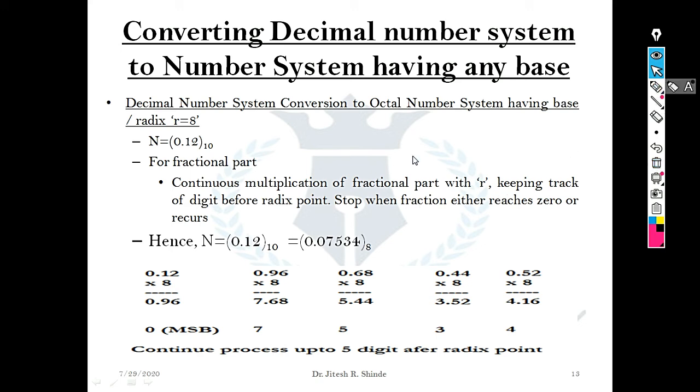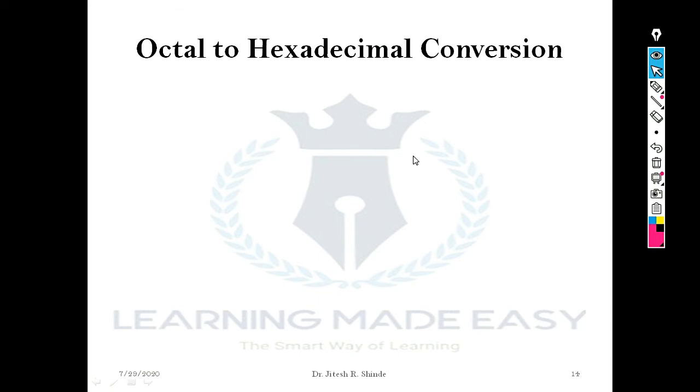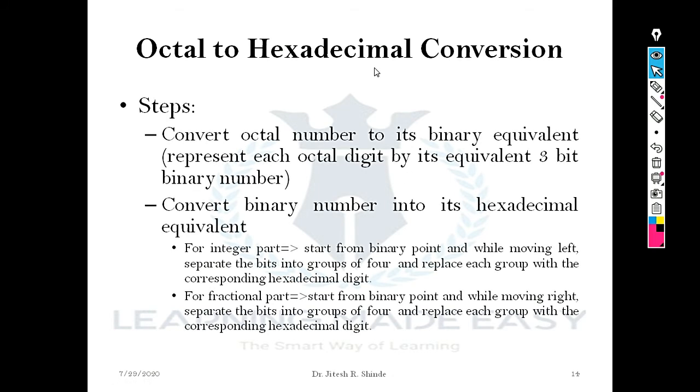Moving further, now let's see how we can convert an octal to a hexadecimal number. The first step is taking advantage of the 4 2 1 code to convert an octal number to a binary number. We have learned in the previous session how we can convert an octal number into a binary equivalent using the 4 2 1 code. The logic is to convert the octal number to its binary equivalent, wherein we represent each octal digit by an equivalent 3-bit binary number.